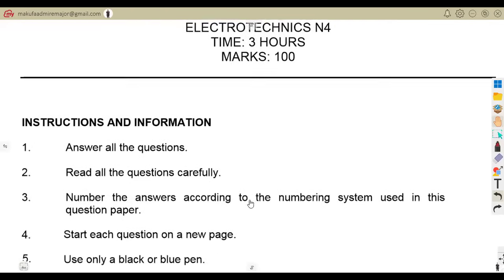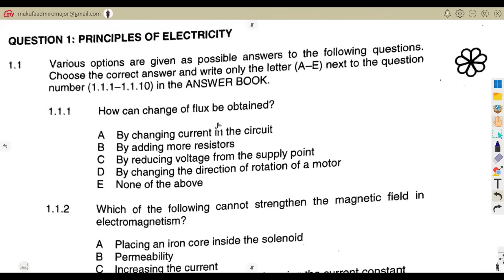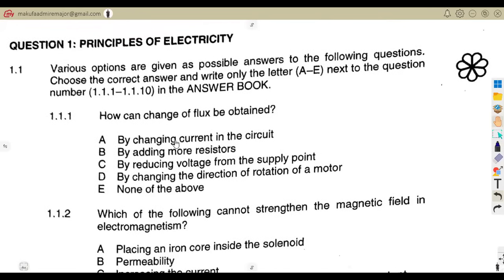The major part of our instructions and information is to read all questions carefully and answer all questions. Number the answers according to the numbering system used in this question paper, so make sure you maintain that, and start each question on a new page. This is for you guys. Also, use a blue or black pen. We're given the first question, principles of electricity.